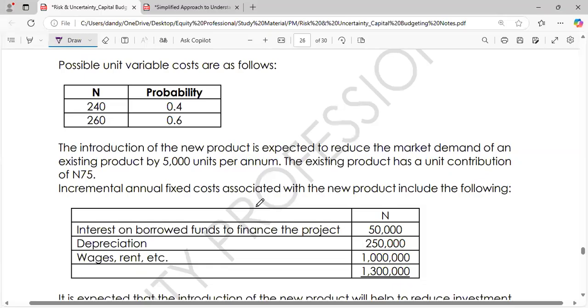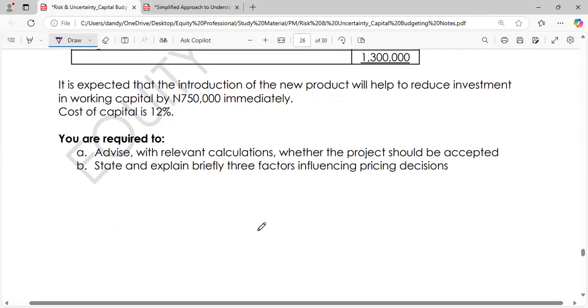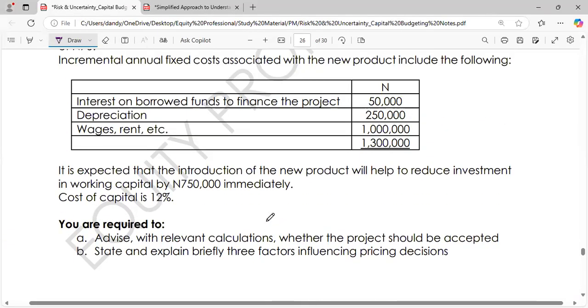Incremental annual fixed costs associated with the new products include the following. It is expected that the introduction of the new product will help to reduce investment in working capital by 750,000 naira immediately. Cost of capital is 12%. You are required to: A, advise with relevant calculations whether the project should be accepted. Then B, state and explain briefly 3 factors influencing pricing decisions. Okay, so that's the end of the question.